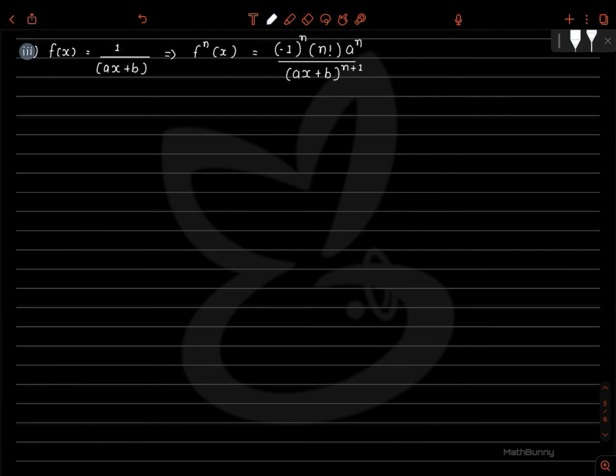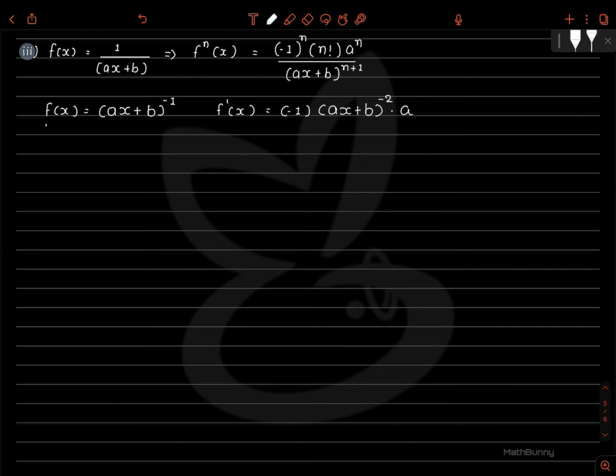Let us go for the next formula. f of x is 1 upon ax plus b. It is given. So we can write f of x is equal to (ax plus b) raised to minus 1. Let us differentiate this. f dash of x would be minus 1 into (ax plus b) raised to minus 2 into a. The chain rule will apply, and the differentiation of this would be a.